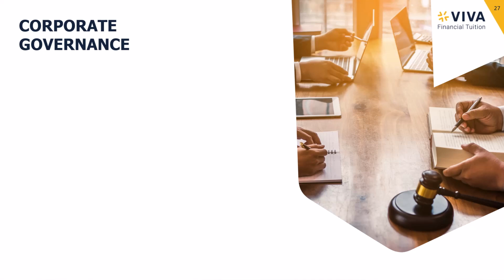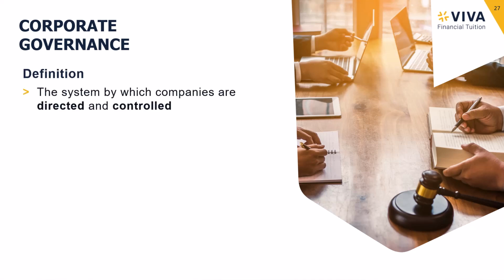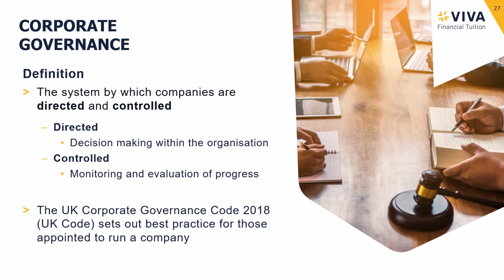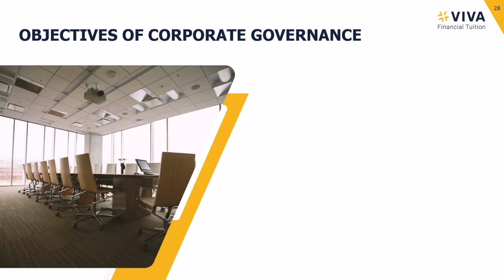So let's think about corporate governance in a little bit more detail. So what is it? It's the system by which companies are directed and controlled. Now, what do we mean by directed? Decision making within the organisation. What do we mean by controlled? Monitoring and the evaluation of progress. Now, the UK Corporate Governance Code 2018, which is referred to as the UK Code, sets out best practice for those appointed to run a company.